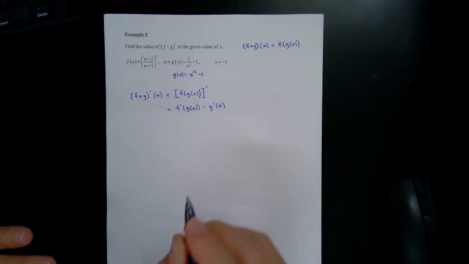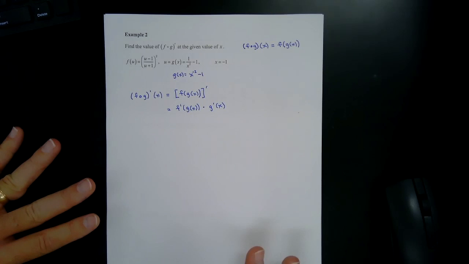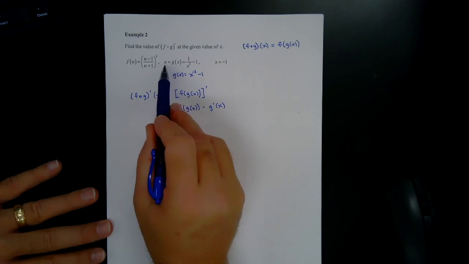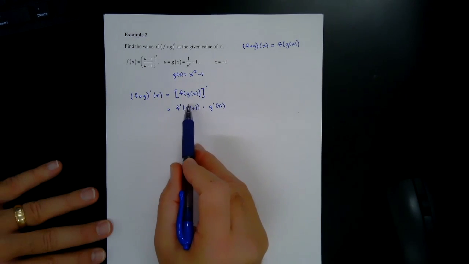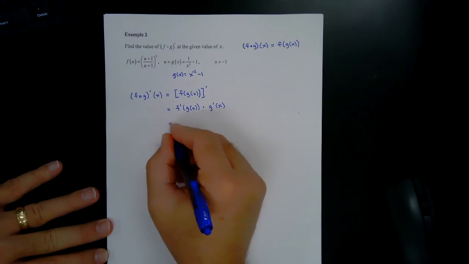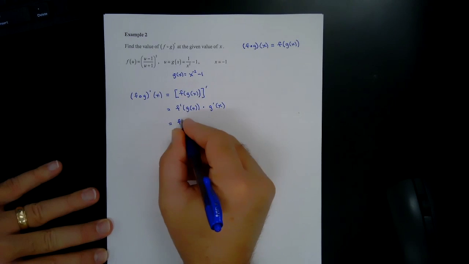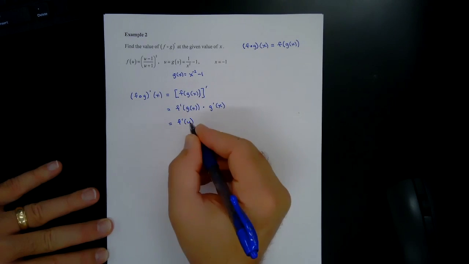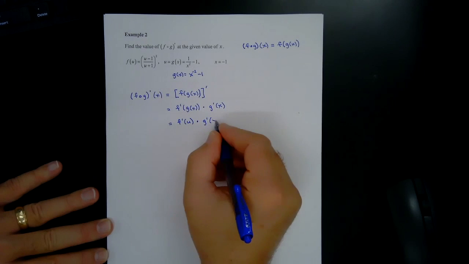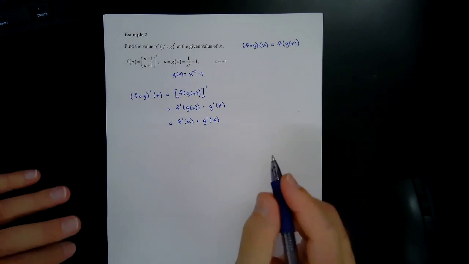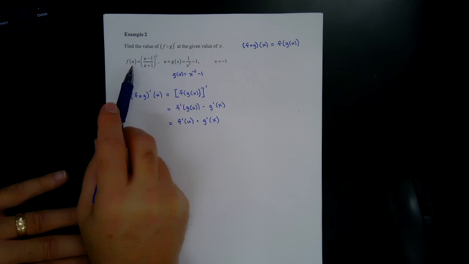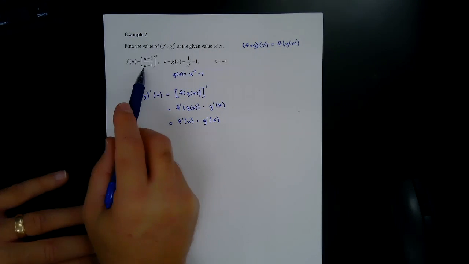Now we're going to be doing some substitutions. g of x, this statement right here, is telling me u and g of x are the same thing. So this g of x, I'm going to replace with u. So we want to find f prime of u, and then multiply that by g prime of x. How is this helpful? All I have to do is take the derivative of this with respect to u to find this.